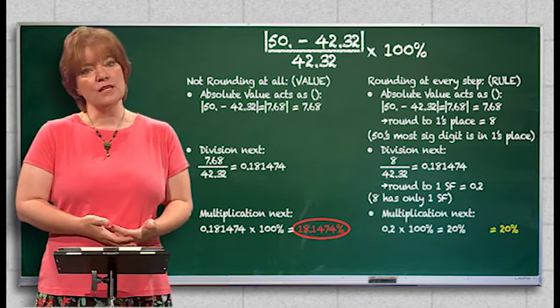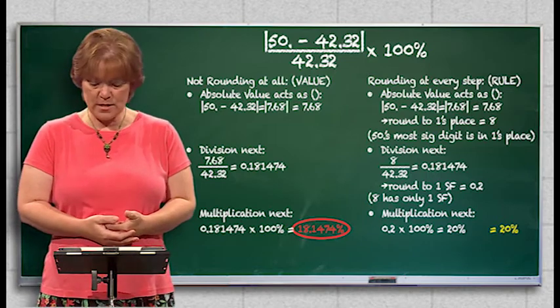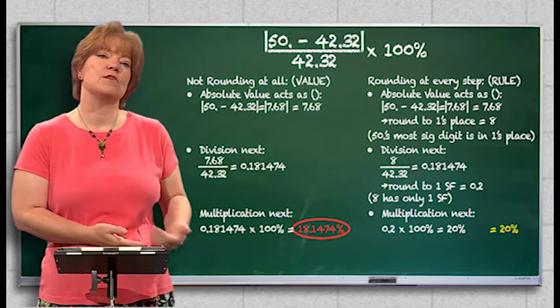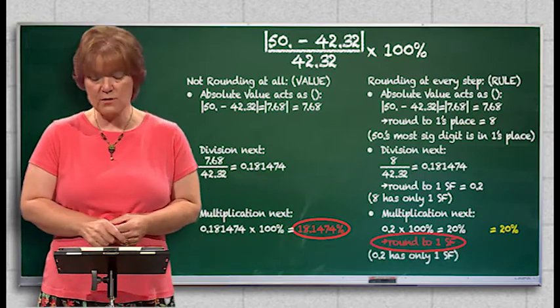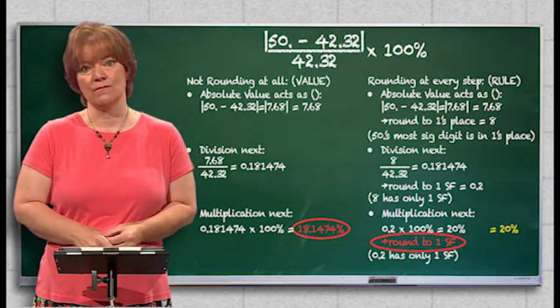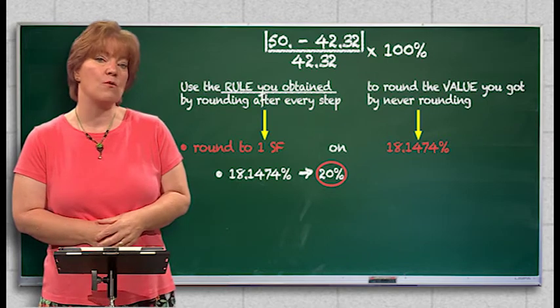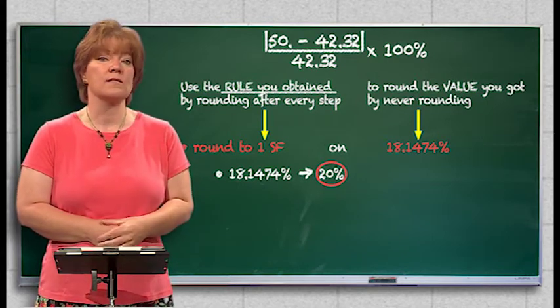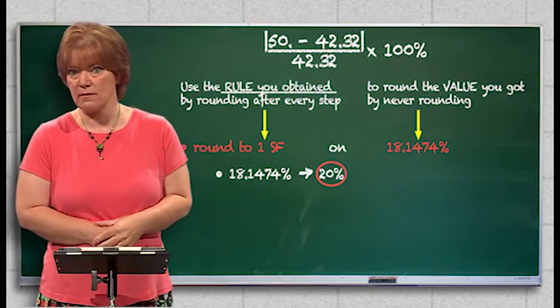Similarly, on the multiplication, when I multiplied 0.2 times 100 and got 20%, that answer would have one significant figure because the 0.2 has just one significant figure. So my rounding rule is rounding to one significant figure. So I go back to the original answer, 18.1474%, and now I round it to having just one significant figure. In this case, that would round it to 20%.